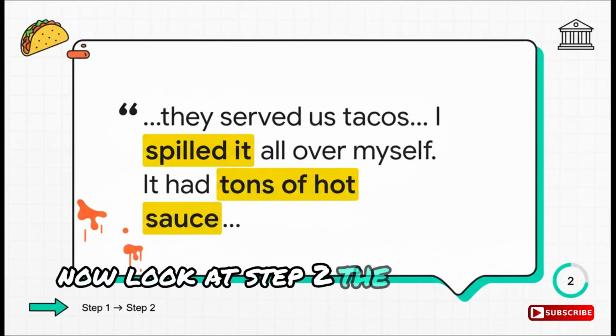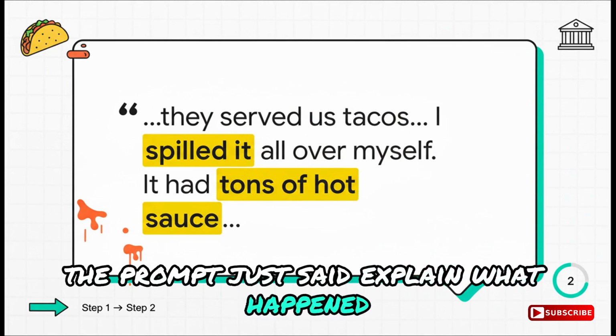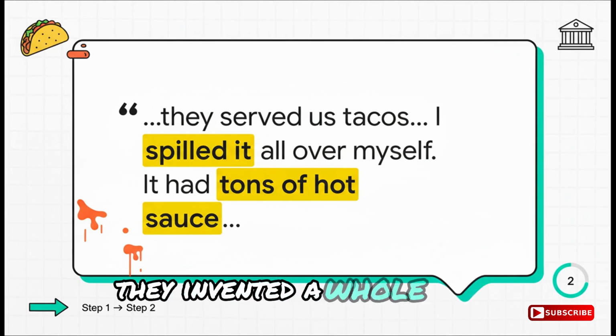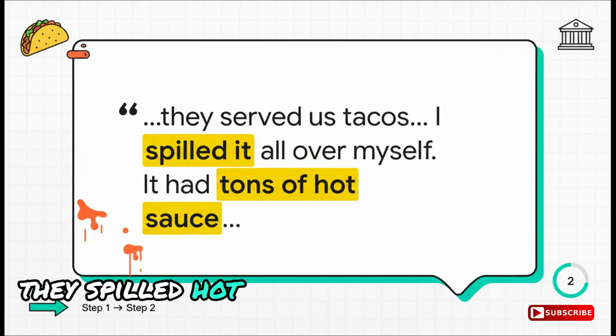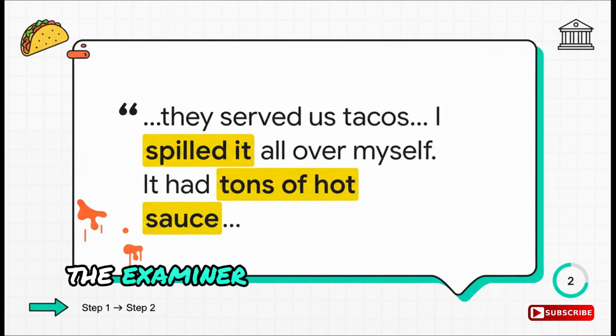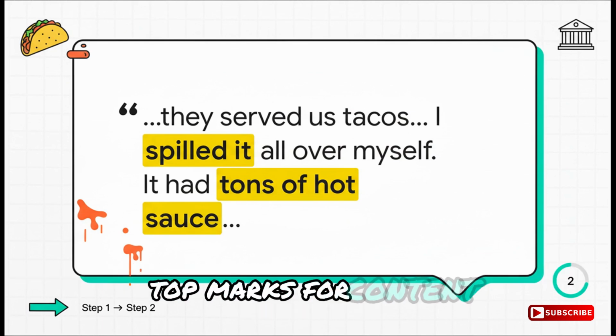Now look at step 2, the originality injection. The prompt just said, explain what happened. A weaker student might have just said, "I accidentally damaged your jacket." Boring. But this student, they invented a whole story. They were at an event, they were served tacos, they spilled hot sauce all over the place. That's what brilliant development looks like. The examiner actually called this skillful, and that's exactly the kind of thing that gets you top marks for content.